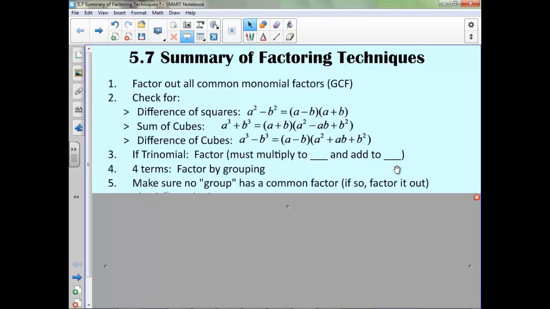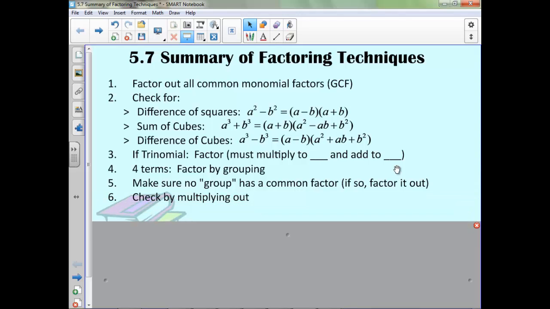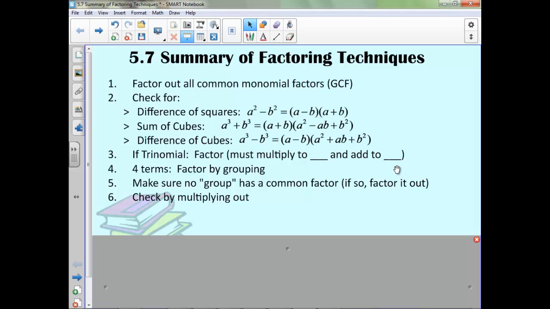We also want to make sure that no group at the end has a common factor. If so, we want to factor it out. So this is just a double check at the end to make sure you got all your GCFs. And then at the end, if you want to check it, you can multiply it back together and make sure it works.